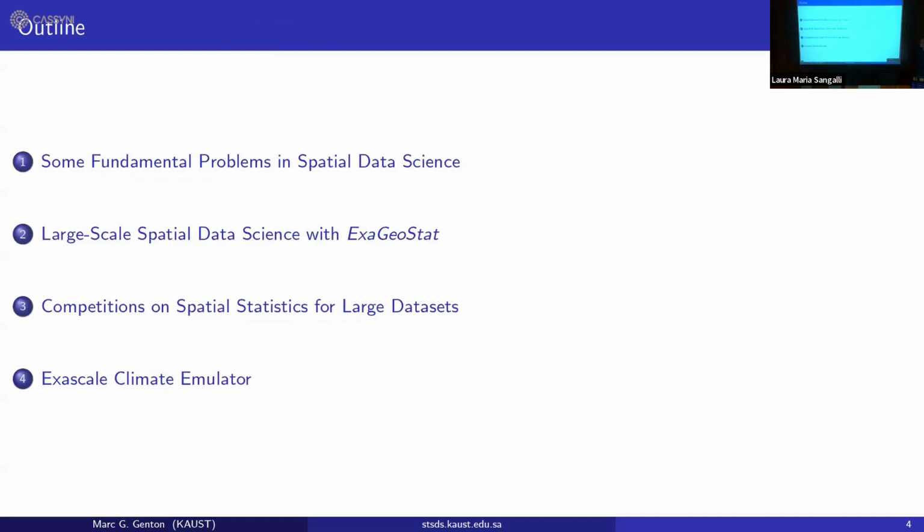So here's an outline of my presentation. There will be 4 parts. In the first one, I will present what I call some fundamental problem in spatial data science. And I will tell you how this problem becomes very challenging when the size of the data set becomes large. And this will lead to the second part that motivated the development of this software, ExaGeoStat, for large-scale spatial data science. This software has allowed us to run international competition for spatial statistics. So that will be the third part. And briefly, in the fourth part, I wanted to tell you a little bit about the very latest research we've been working on, namely exascale climate emulators that are related to the previous topics, as you will see.